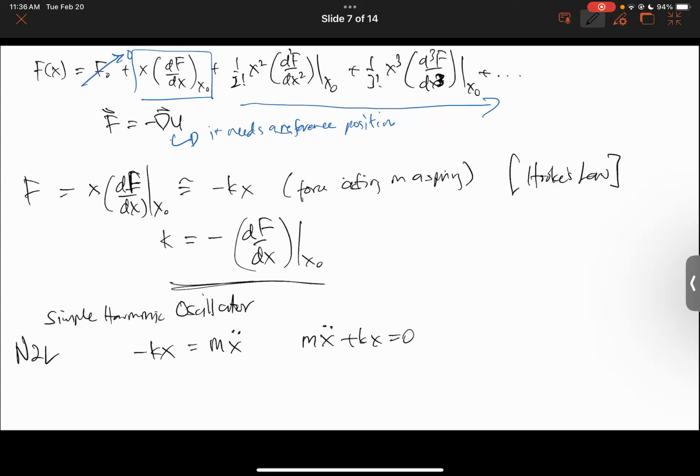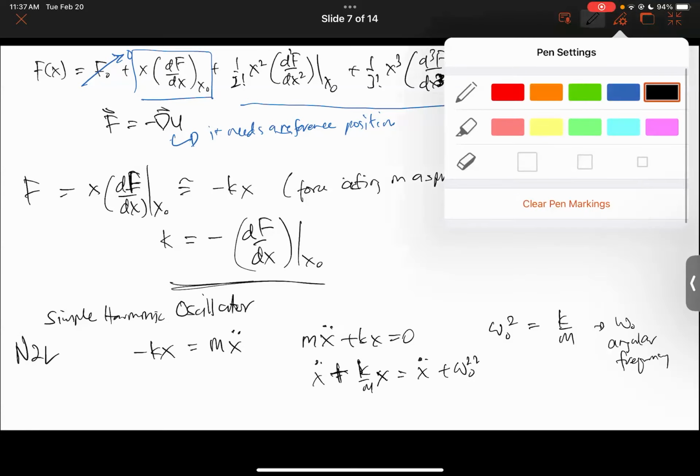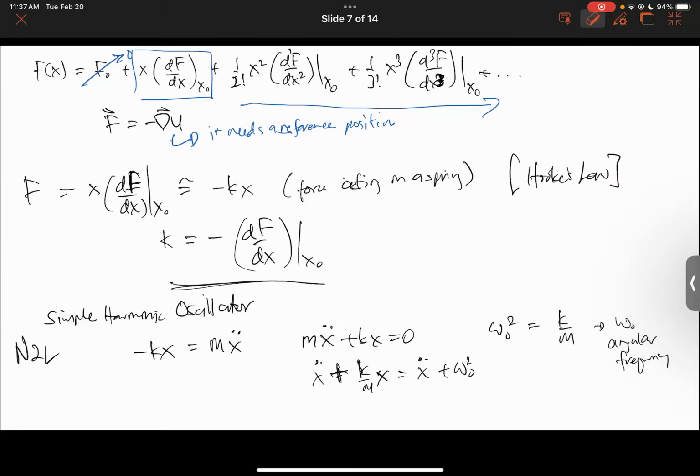equals 0. And oftentimes, sinasabi natin na omega squared is equal to k over m. Of course, yung k dito is spring constant, yung m is the mass. And this becomes the angular frequency squared, di ba? Omega naught is the angular frequency. So x double dot plus k over m x is equal to x double dot plus omega naught squared x is equal to 0.